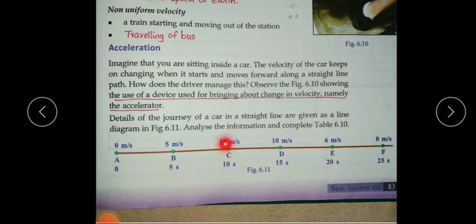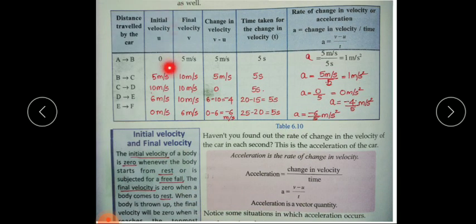And what is the change in velocity? 10 meter per second minus 5 meter per second. So here initial velocity is 5 meter per second, final velocity is 10 meter per second. Change in velocity, that is 10 minus 5, that is 5 meter per second, and time taken for the change in velocity is 5 seconds. And substituting the values, we will again get 1 meter per second square. Acceleration is 1 meter per second square.